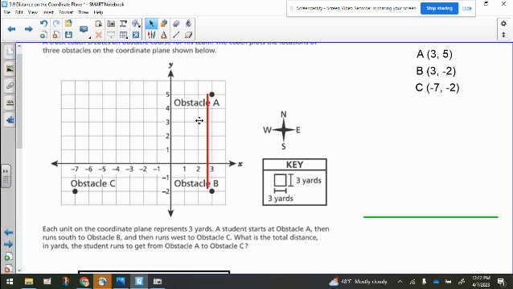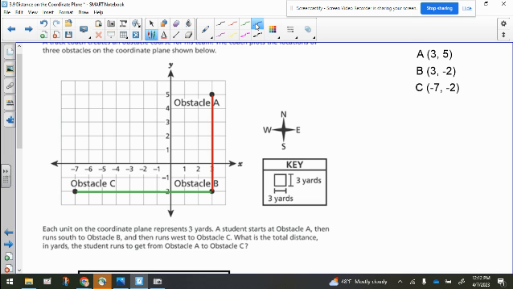So, in other words, they want to know if we're going to go from obstacle A to B, we need to figure out that distance, and then we have to figure out the distance from obstacle B to obstacle C, and then add the two distances together. What's really important to understand is that one of these, so I'll just trace it over here, is 3 yards. So we can count in multiples of 3. That's a strategy as we're doing the distance. But we can also just calculate how many units it is and then multiply it by 3 after.